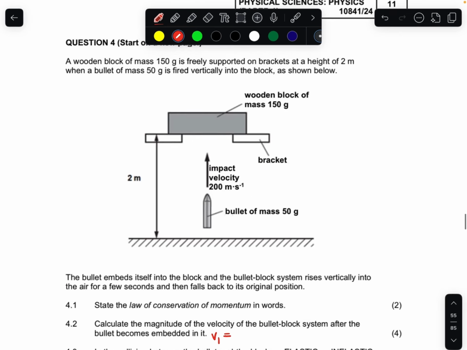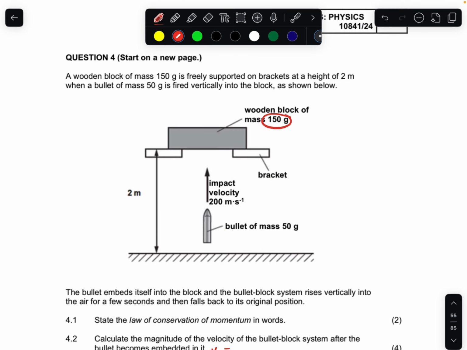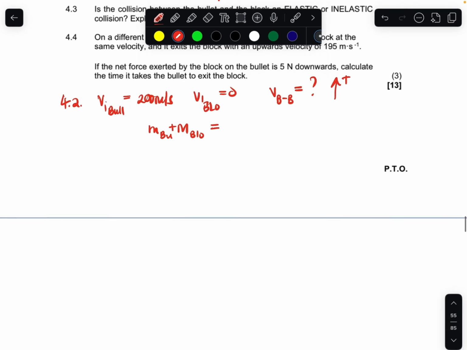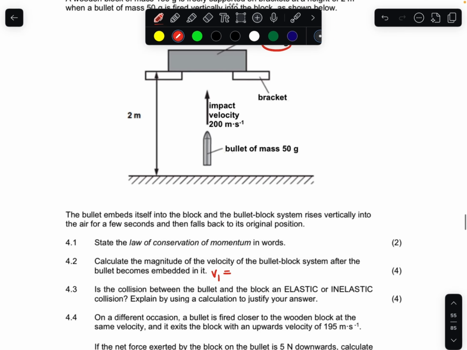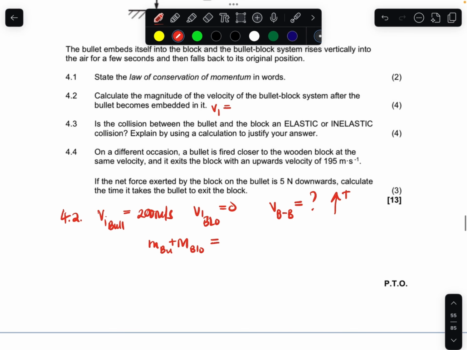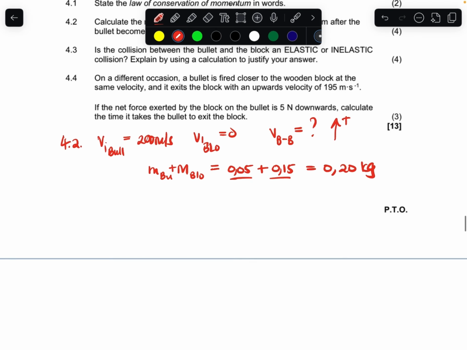It's very important, that information. The mass of the block is 150 g and the mass of the bullet is 50 g. So 50 divided by 1000 is 0.05, and 150 divided by 1000 is 0.15. When you combine them, the mass is going to be 0.20 kilograms, the combined mass after the collision.